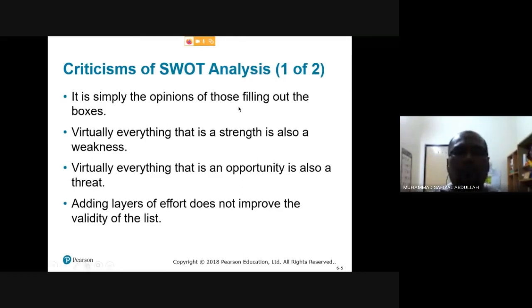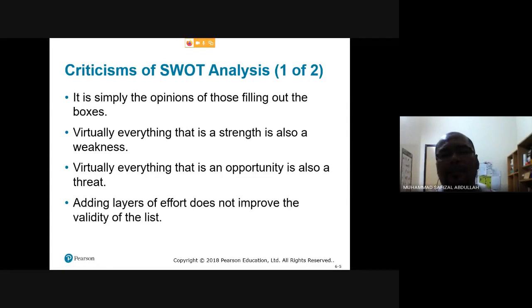For example, what is among the main criticisms of the SWOT analysis? It is simply the opinion of those filling out the boxes. Remember when we did the EFAS and IFAS tables last time? I told you there is no specific formula to determine the weight of each factor and also the rating of each factor. It all depends on the judgment of the manager, on your own judgment as the corporate leader. It's all just your opinion. That's why some people call this among the main weaknesses of SWOT analysis. Of course, there are also other factors, which I want you to read. All right.